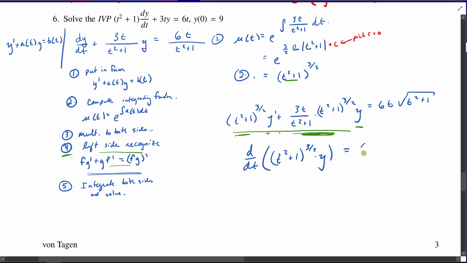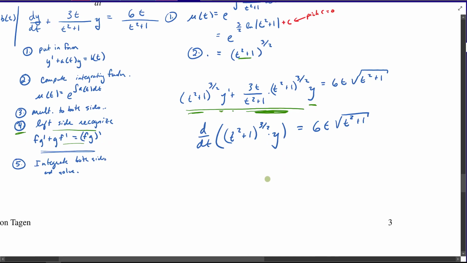And then on the right-hand side, we just have what we have. So it's 6t square root of t squared plus 1. Okay, so we're running through the steps. We're now on step 5, where we can go ahead and integrate both sides.